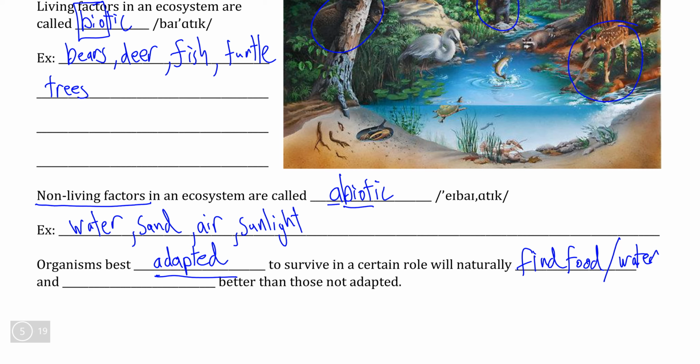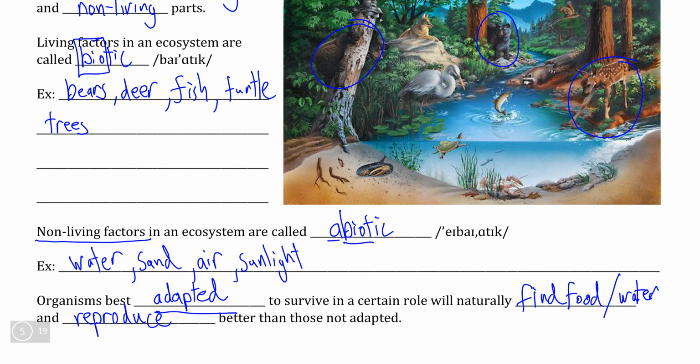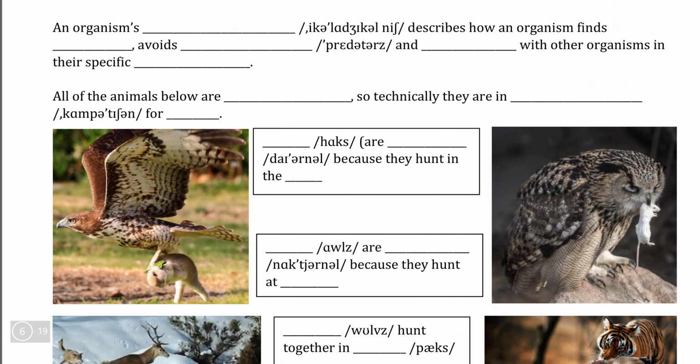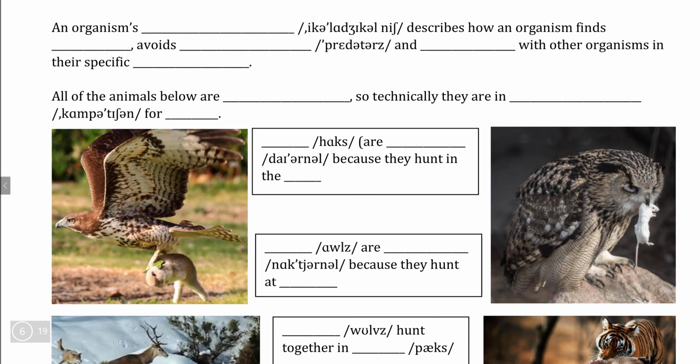But of course, if each organism wants to survive into the next generation, they are going to need to find a mate to reproduce with, have offspring, and have their offspring survive as well. So in this video, we're going to talk about the different roles that organisms can use to adapt in order to survive in a specific ecosystem. And when we discuss this, we are talking about an organism's ecological niche.